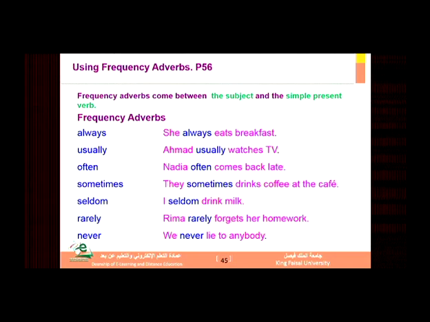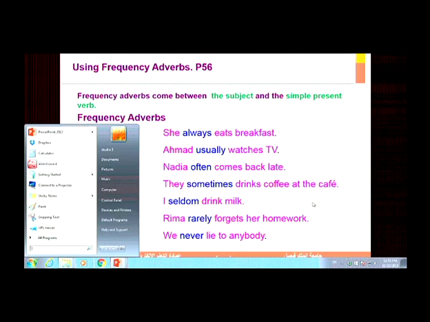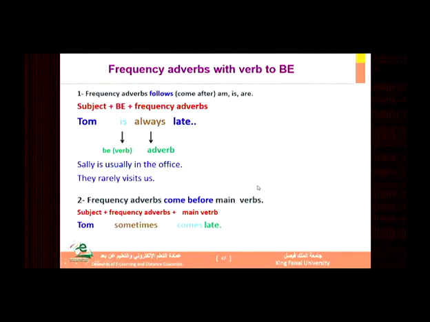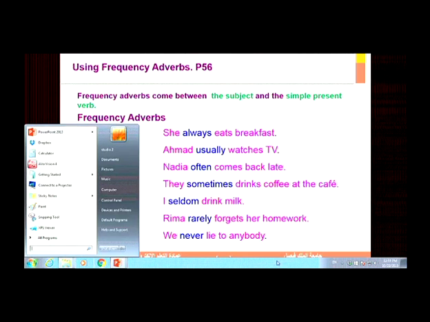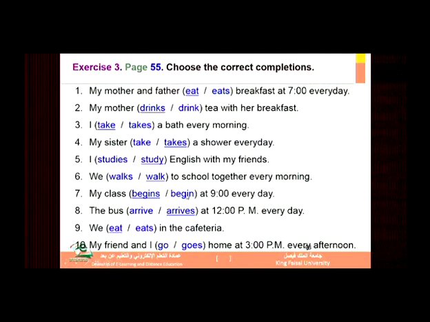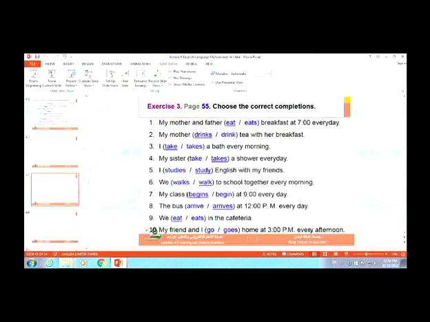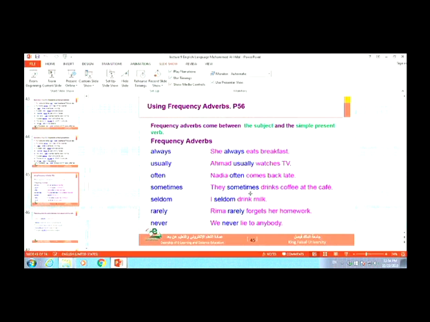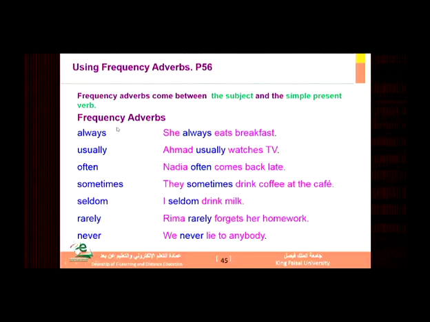There is a spelling mistake here. If you look at the verb drink here, it does not have to have an S at the end, simply because the subject is they. So we cannot say they drinks; it is they drink coffee at the cafe. So we go to our presentation again. So they sometimes drink coffee at the cafe.